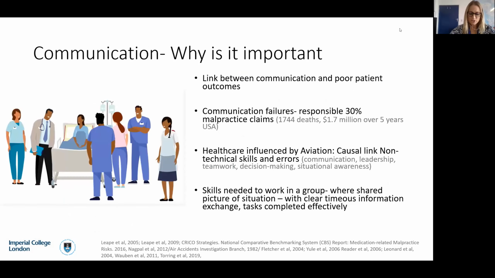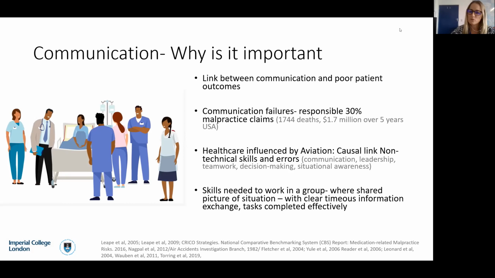So really the question around why communication is important, and we know that interdisciplinary communication in healthcare teams has been studied extensively, and there are strong links between communication and poor patient outcomes. From America, we see that communication failures are responsible for 30% of malpractice claims. I can't find similar data from our context.